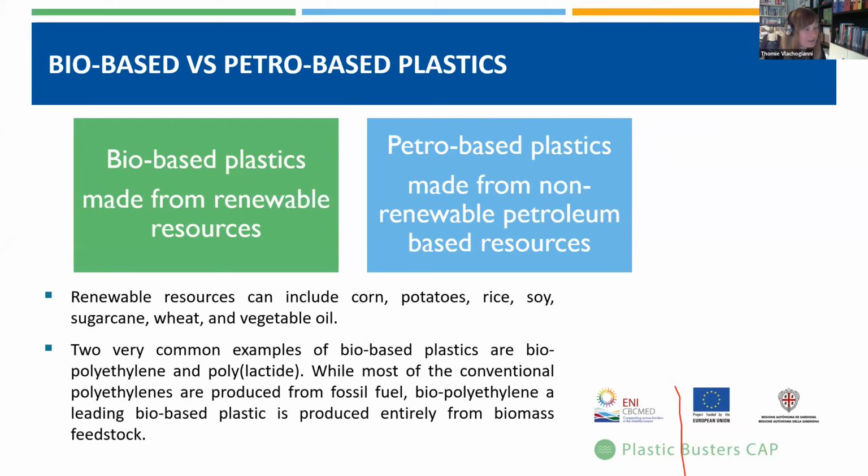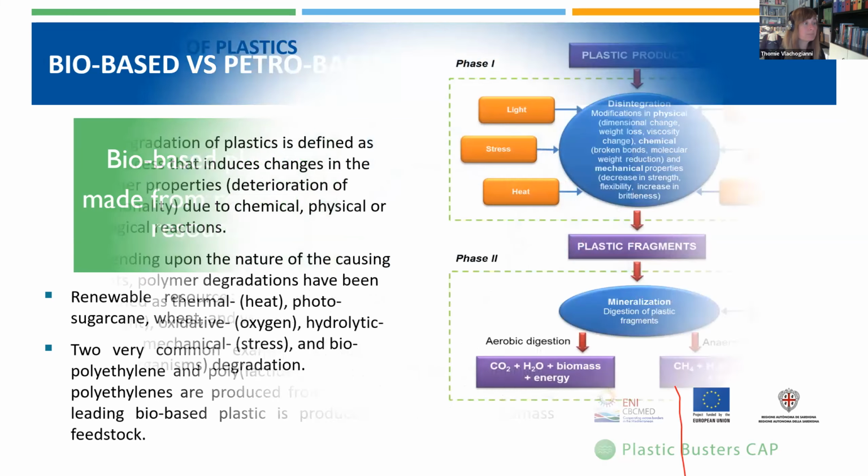And then considering that renewable resources, corn, potatoes, rice, plants, require monocultures, require pesticides, require water, we can understand, all of us, that things are not so straightforward from a life cycle perspective of the production of plastics. So there are no easy responses, there are no easy solutions, and always there is a compromise and a balance to be found.